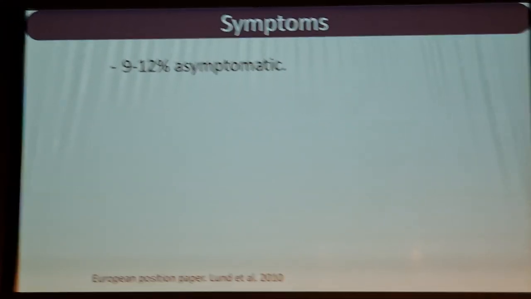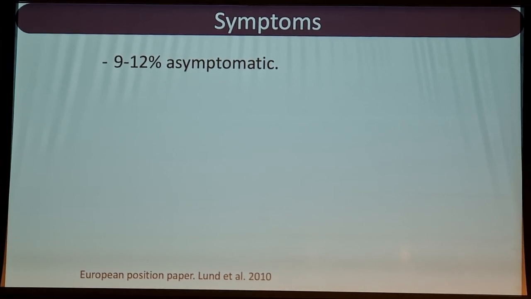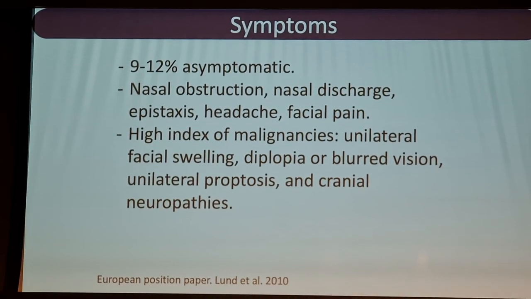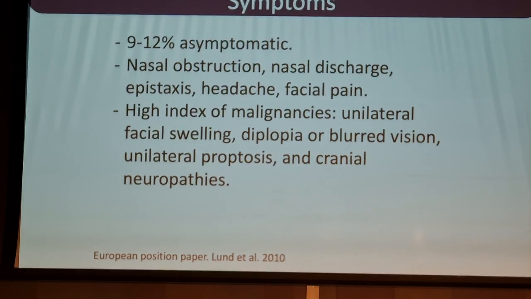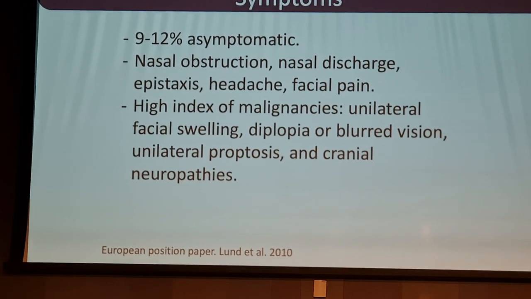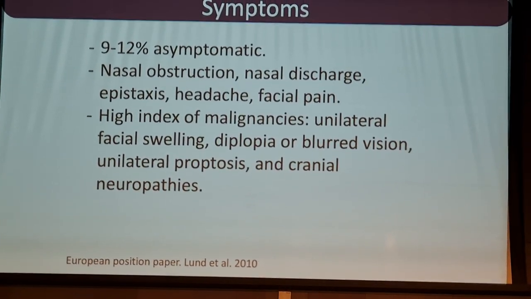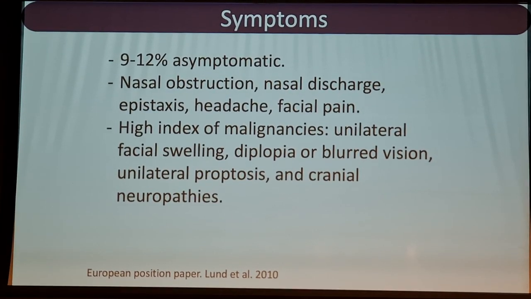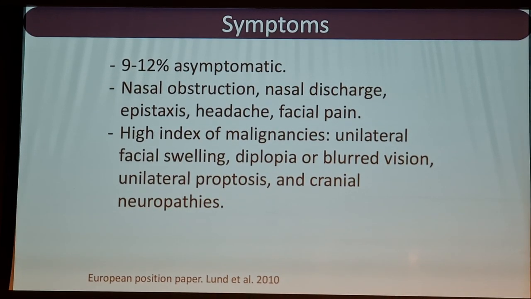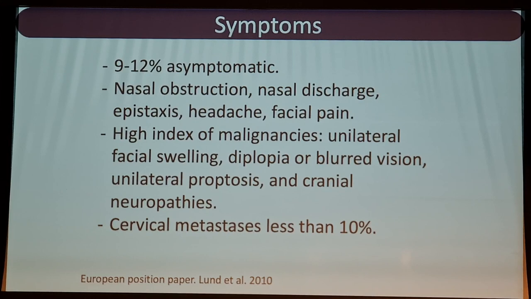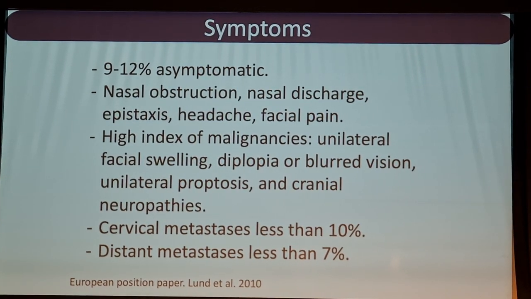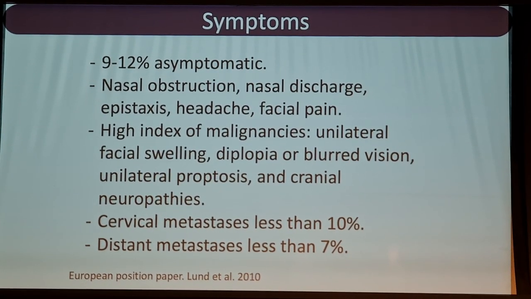So to start with the symptoms, most of them have symptoms, and 10% are asymptomatic. These are the symptoms they have in malignant tumors: external swallowing, double vision, neuropathies. This means malignancy, unless there is a very big benign tumor, but this is for malignancy more than the benign tumors. Cervical metastasis is less than 10%, and distant metastasis less than 7% in global.